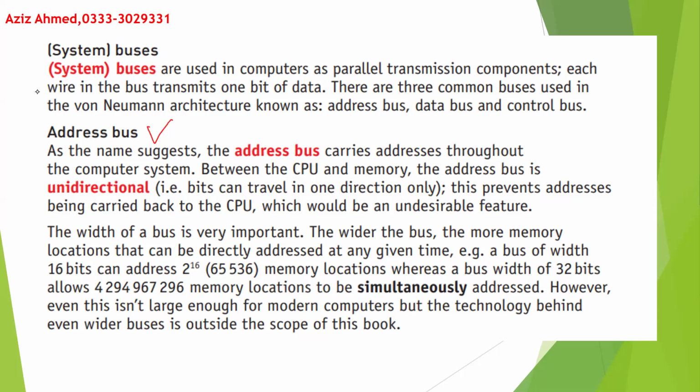The address bus basically carries the address of data. As the name suggests, the address bus carries addresses throughout the computer system between the CPU and memory. Because memory has addresses, the CPU has to pick data from the address. Memory is like that. I will show you.